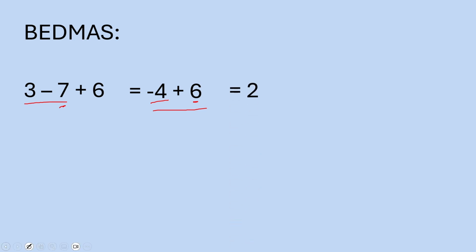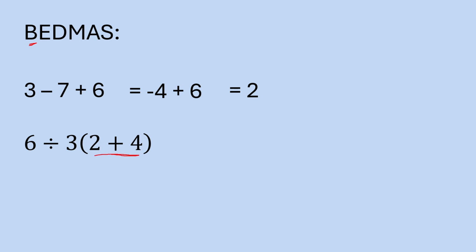Now the next example, 6 divided by 3 in the bracket 2 plus 4. Now we will follow BEDMAS. So B for bracket, we need to solve the bracket first. So here the bracket 2 plus 4, so 2 plus 4 is 6. So 6 divided by 3 in the bracket 6. Now here we can see the bracket is solved already, it is in simplified form, 6 only.